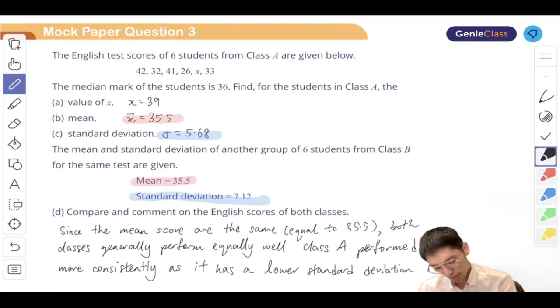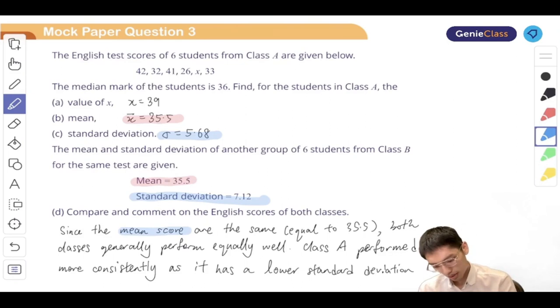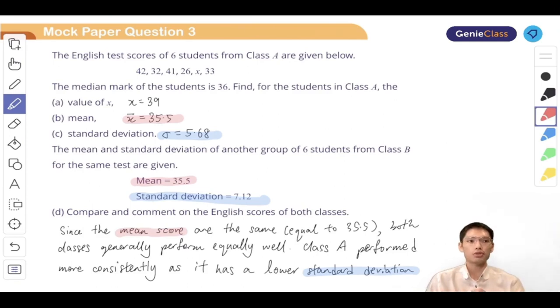One is to use the mean scores. One is to, let me color code, sorry, one is to use the standard deviation. The other one is to compare each performance over there. Alright, now just one more exam question that I want to go through, and then we will be almost done.